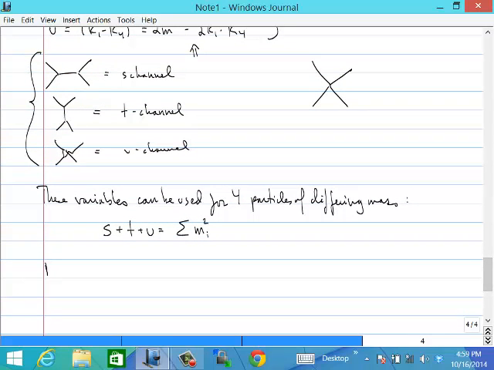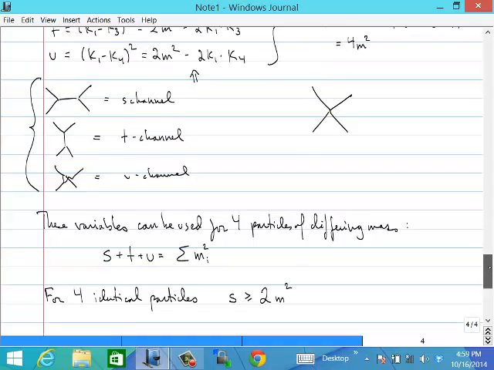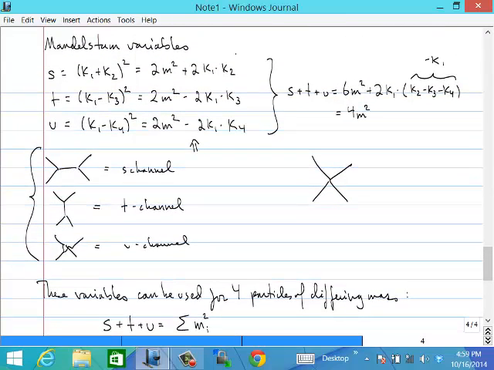Now, it turns out that in the present case, for 4 identical particles, the S, T, and U are not completely free parameters. In particular, S has to be greater than or equal to 2m squared. So that, I guess, can be most easily seen by computing S directly in the center of mass frame.